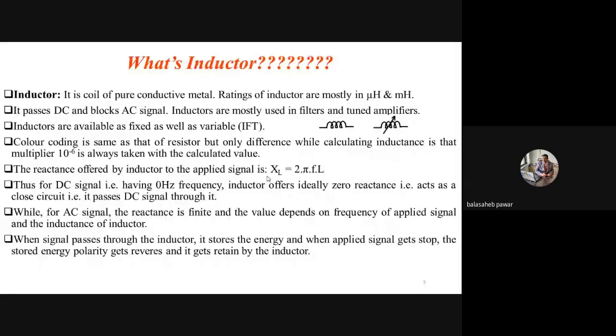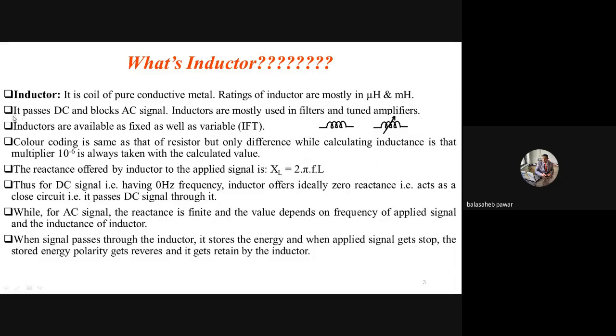It is known as a reactance, denoted by XL and determined as 2 pi FL. So by this formula, you can conclude that the reactance offered by the inductor is directly proportional to F, while in the case of a capacitor, what we discussed was inversely proportional. When frequency increases, Xc gets decreased. Reactance offered by a capacitor gets decreased. But in the case of an inductor, what is going to happen? Whenever frequency gets increased, the reactance offered by the inductor also gets increased.